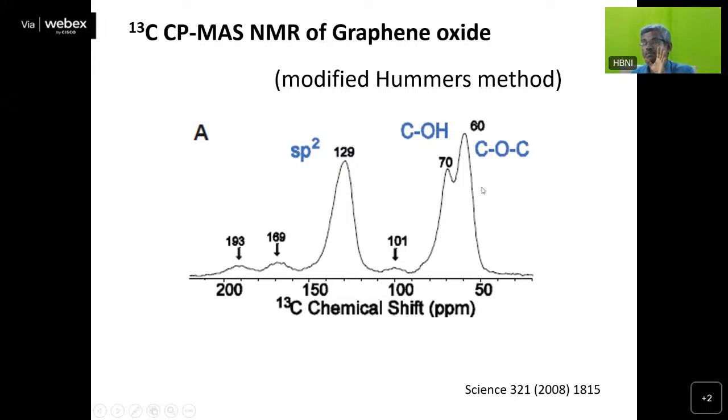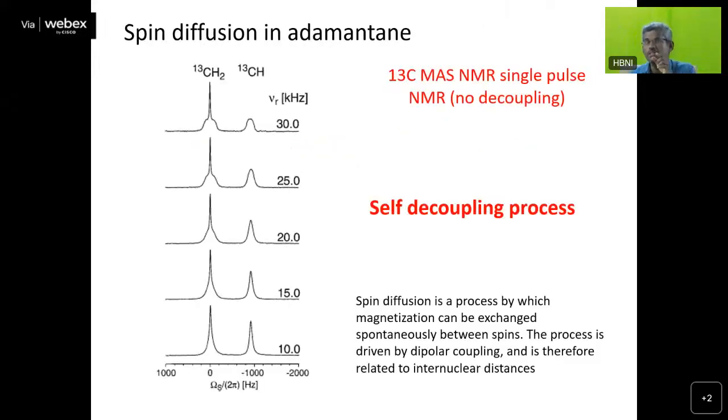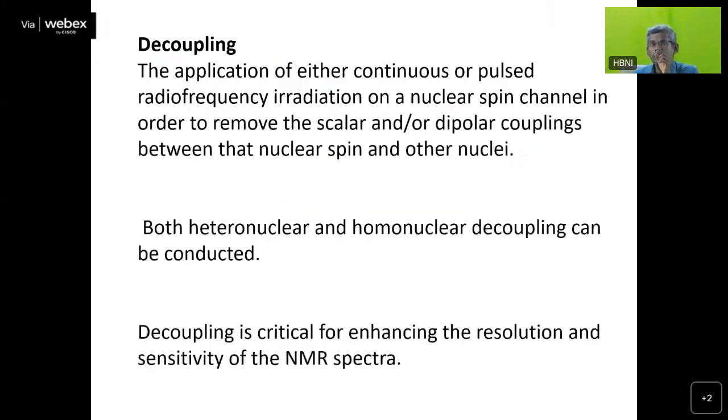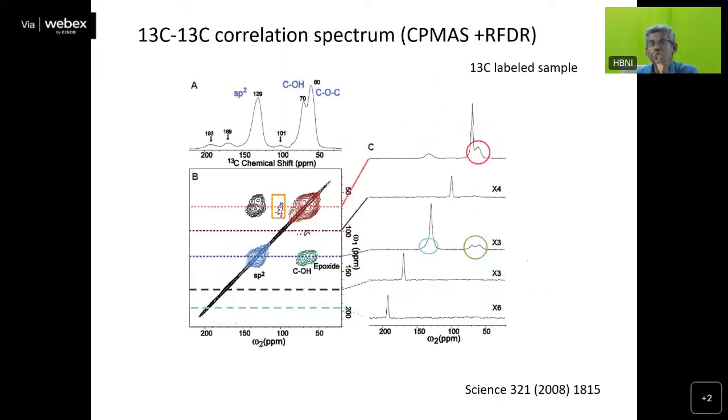Another important aspect is that there is an exchange of magnetization between the epoxide and this sp2 carbon. This has been proved by NMR spectroscopy. I will discuss that slide right now, because how do you say there's an exchange of magnetization? If you do a two-dimensional NMR, a correlation spectroscopy, probably next class I will discuss the correlation spectroscopy.